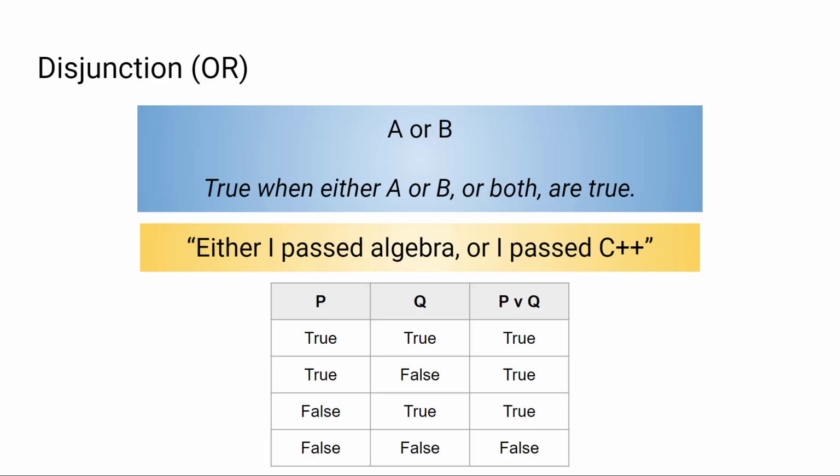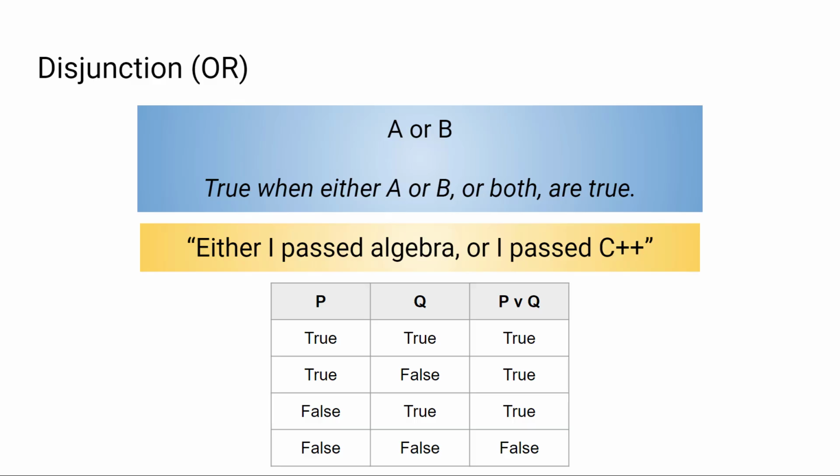And a disjunction is true whenever either one or both of the propositions that it joins is true. For example, "either I passed algebra or I passed C++" is a disjunction. If you passed algebra but didn't pass C++, the disjunction is still true because the first proposition is true. You were telling the truth, in other words, when you claimed that you either passed one class or you passed the other. Same for if you didn't pass algebra but did pass C++. And if you passed both, the disjunction is still true, because if you passed both, then you definitely passed one.